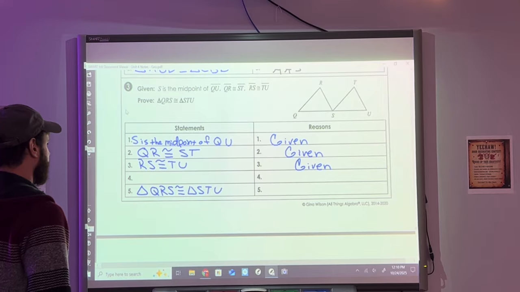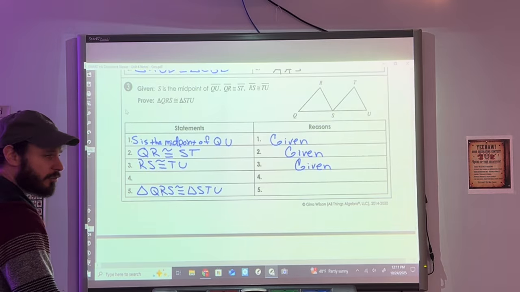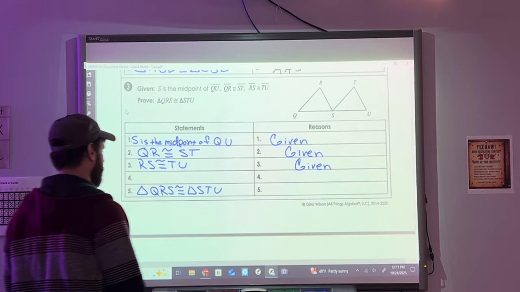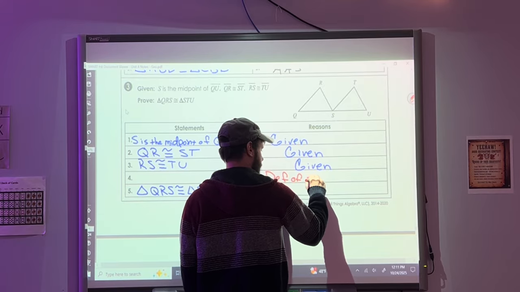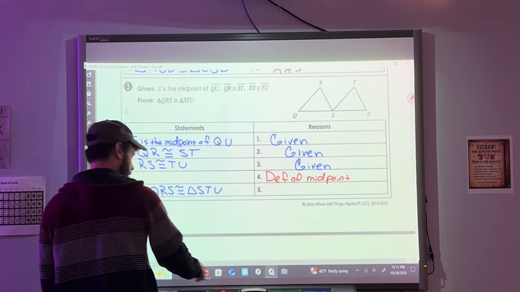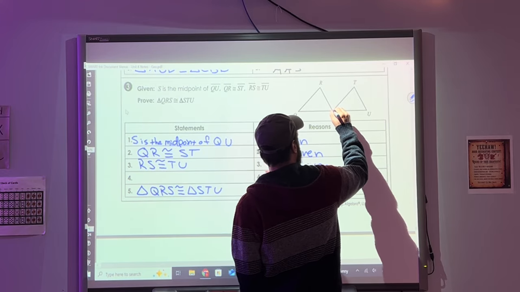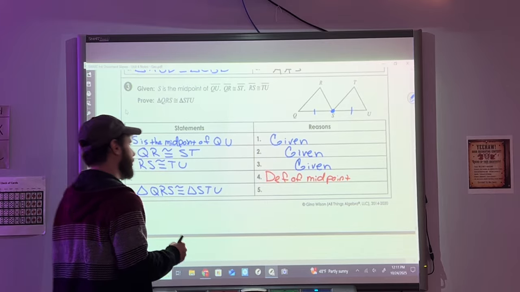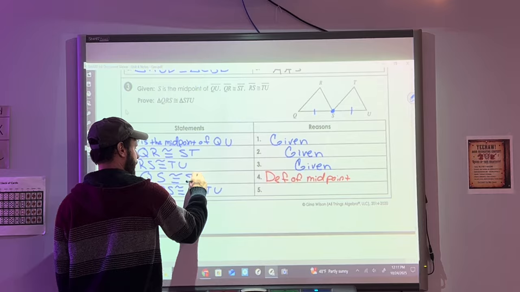Okay. Of the 10 boxes here, I filled in 7 of them already. That's a 70%. That's a C- just for filling in the free guys. All right, but we have definition of midpoint. So I'm going to write definition of midpoint here. Okay, the question is what, but I need to label first off. S is the midpoint of QU. All right, so QS is congruent to SU.